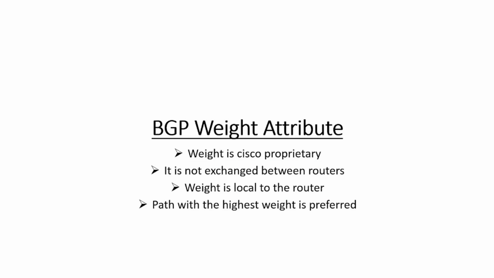Today I'm going to talk about the BGP Weight Attribute. BGP, we already know, is a path vector algorithm, so it uses different attributes to select the best path. First is weight. Weight is a Cisco proprietary attribute. It is not exchanged between routers in different AS, so it is local to the router. It is configured locally on the router in a specific AS, and the path with the highest weight is preferred. So if there are multiple paths to the destination, the path with the highest weight will always be preferred.